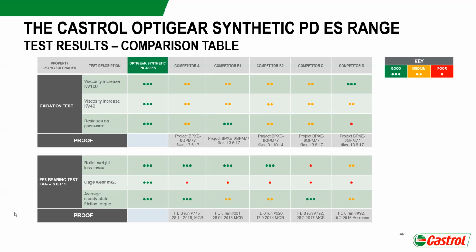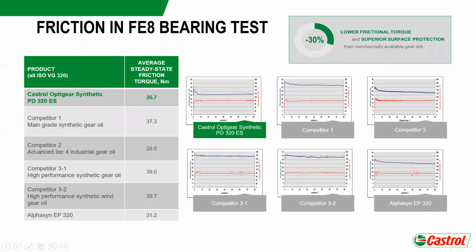In the next slide, we've pulled out the frictional torque in more detail. In the graphs, you will see the blue line for frictional torque, all on the same scale with the numbers in the table, where PDES has up to 30% lower frictional torque than other commercially available oils, even some that are marketed as advanced or high performance. So exceptional low friction, which can provide potential energy savings.